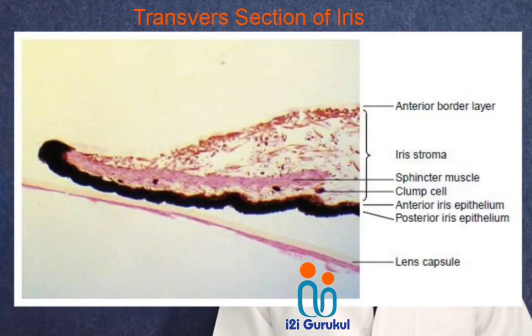Now coming to the last two layers, the posterior two-layered epithelium. Both layers are pigmented and developmentally derived from the retina. The anterior layer consists of flattened cells and the posterior layer consists of cuboidal cells.